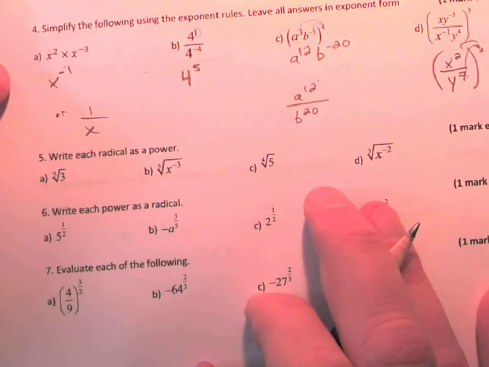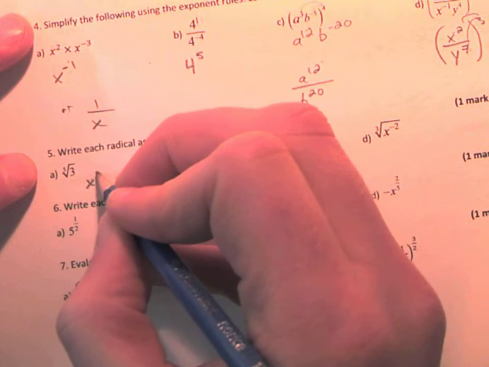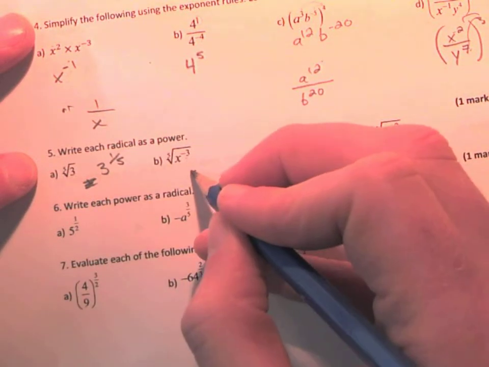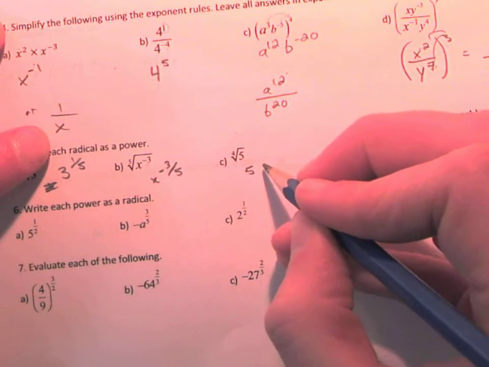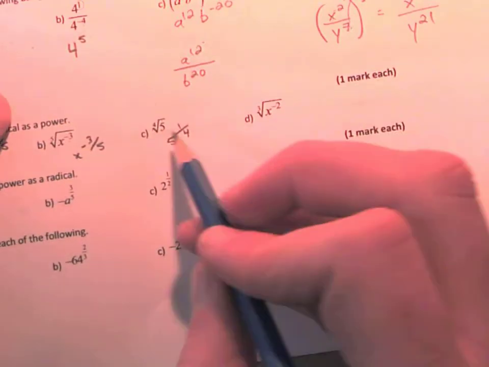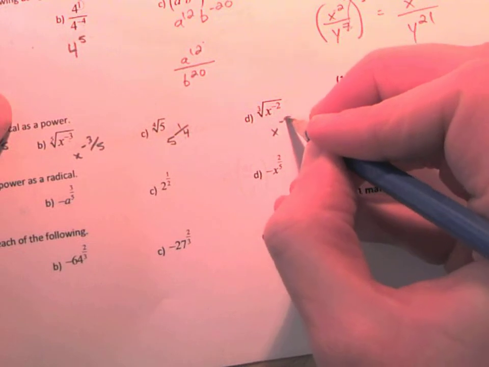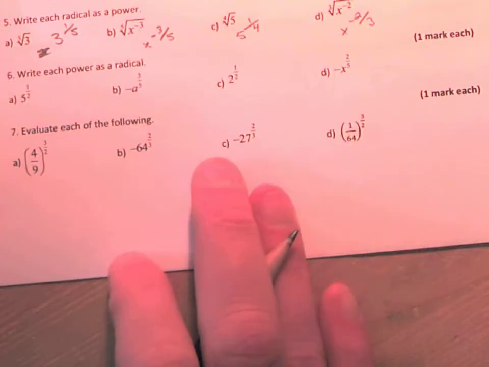So let's go to 5. Write each radical as a power. The fifth root of 3, so it's just 3 to the 1 over 5. This one here is x to the negative 3 over 5. These are pretty straightforward. 5 to the 1 quarter. The index always goes in the bottom. X to the negative 2 over 3. There you go. All of them written as a power.